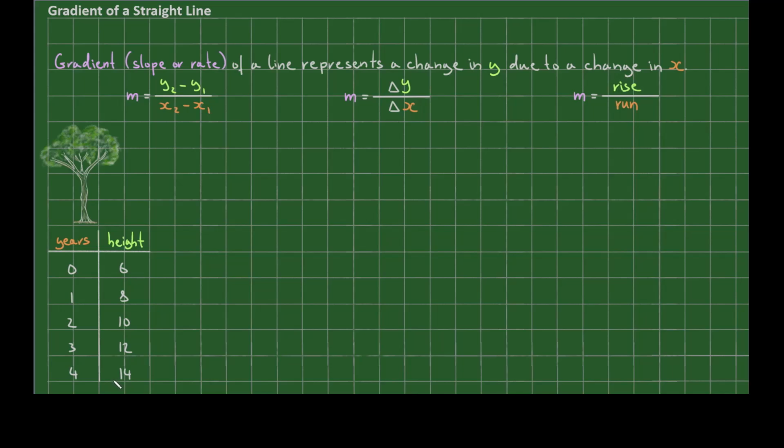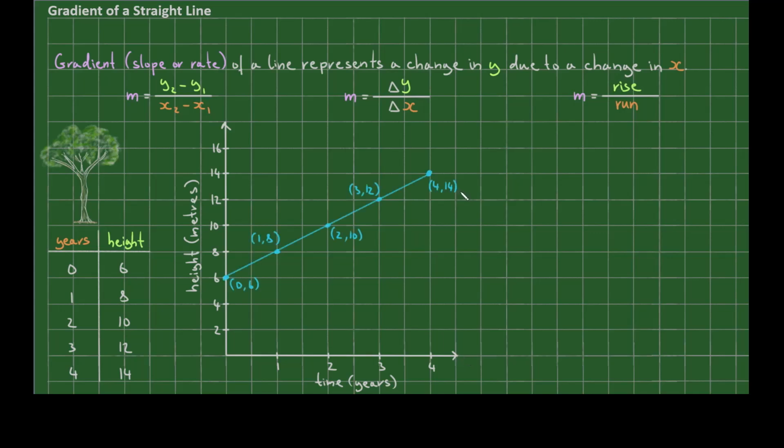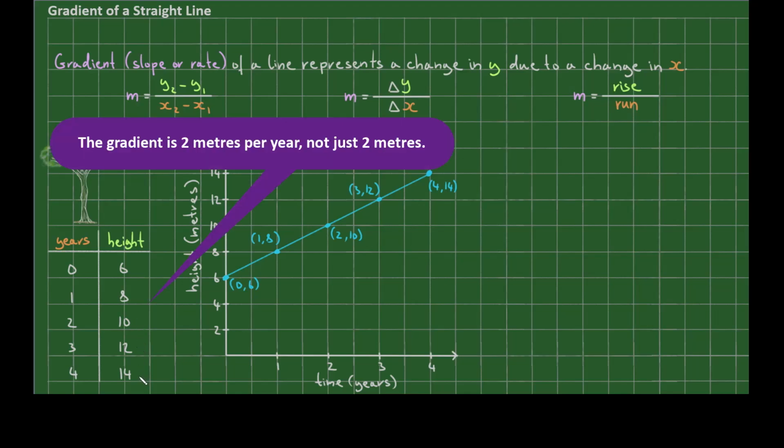Recall that time is the ultimate independent variable. Therefore, years will go on the x-axis and height in meters will go on the y-axis. Here are my x's, and now I'm going to quickly plot the points. What is the gradient of this blue line? From the table alone, we can say that for every year, the tree is growing by 2 meters. Therefore, the gradient is 2 meters per year.